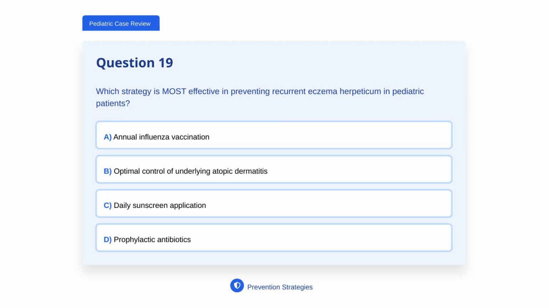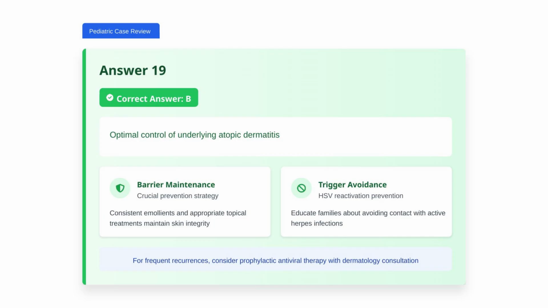Which strategy is most effective in preventing recurrent eczema herpeticum in pediatric patients? Is it annual influenza vaccination, optimal control of underlying atopic dermatitis, daily sunscreen application, or prophylactic antibiotics? The correct answer is B. Optimal control of underlying atopic dermatitis is the most effective strategy in preventing recurrent eczema herpeticum.